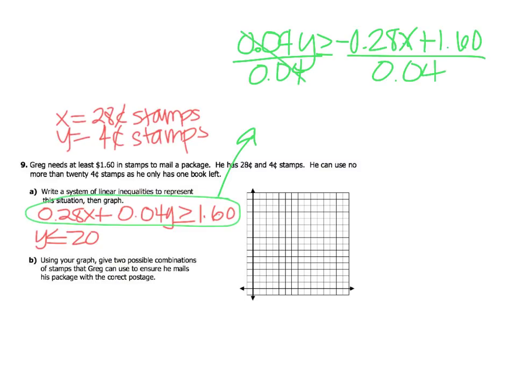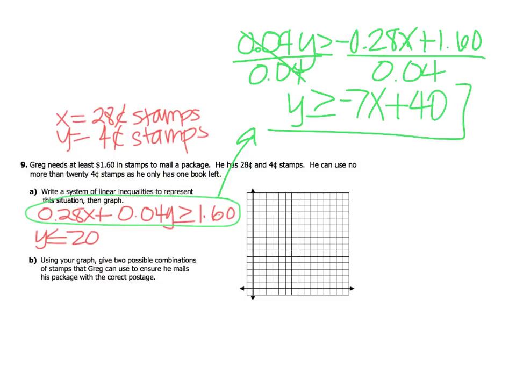They'll cancel out over here. We're dividing by a positive number, so we do not have to switch the sign. So we end up with y is greater than or equal to negative 0.28 divided by 0.04, which is going to give us negative 7. So negative 7x plus $1.60 divided by 4 cents gives us 40. Okay, so there's our new linear inequality, and now it's in slope-intercept form, so it's much easier to graph.